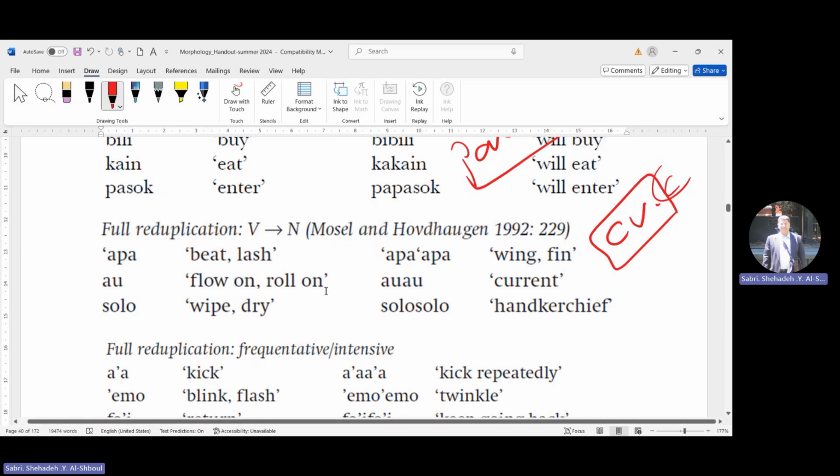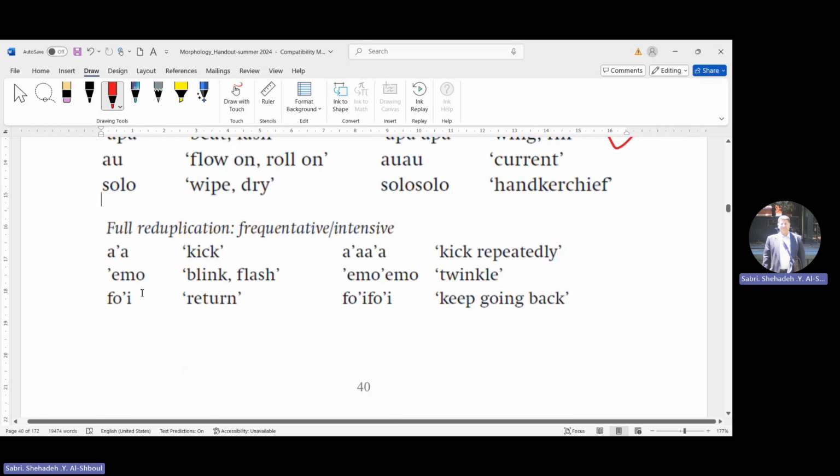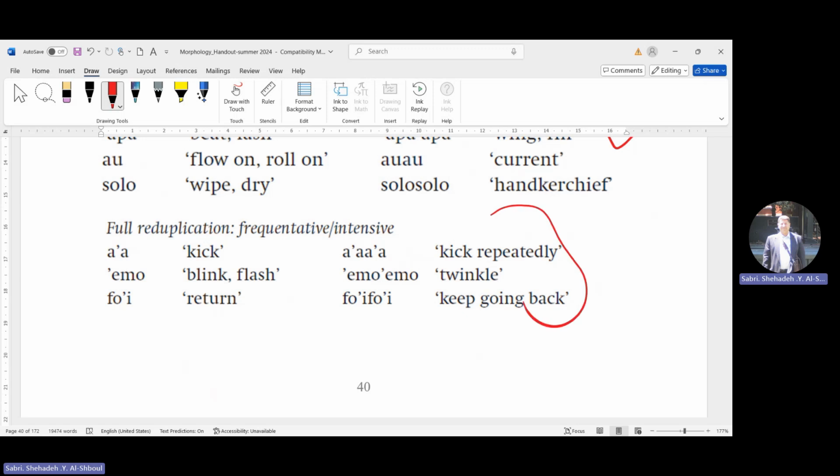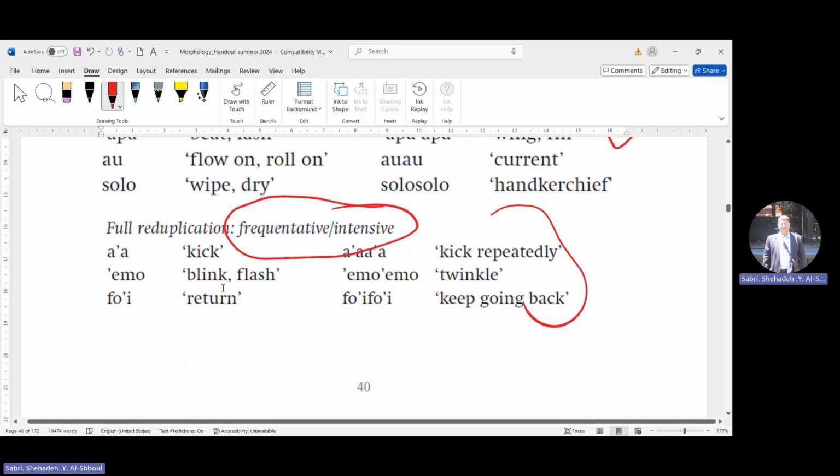Another example is reduplication for the sake of a frequentative or intensive meaning. So we have a word that means kick, but when we reduplicate it, it means kick repeatedly, again and again. Emo, blink; emo, twinkle. Foi, return; foi, keep going. Here we notice, dear students, that the function of reduplication is to express frequentative and intensive meaning.